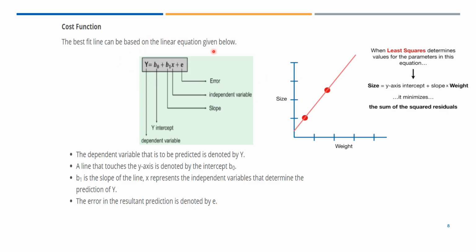Linear regression is based on the mathematical expression y is equal to b naught plus b1 into x plus e, where b naught is the y-intercept, b1 is the slope, and x is an independent variable. y is a dependent variable, with an error function. This error function should be minimized as much as possible to get the highest performance of our model.